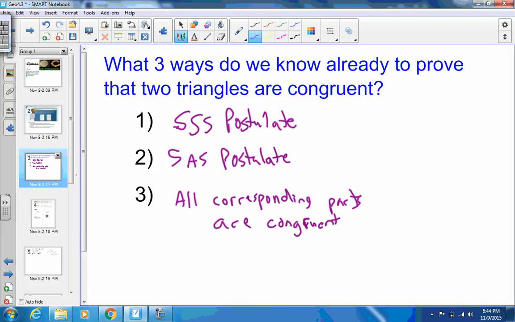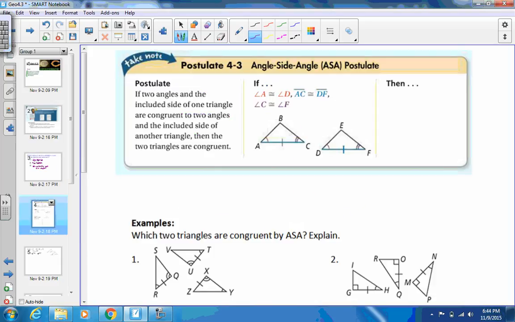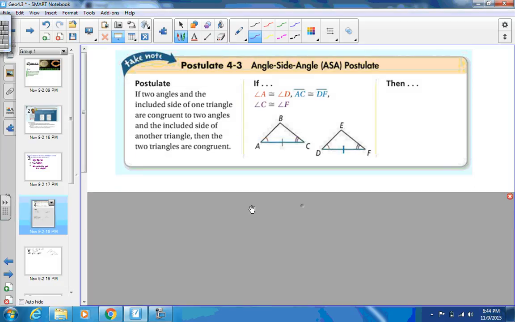All right, we're going to add two different ways here today. We're going to do a couple examples and a couple proofs with them, but the first one is postulate 4.3. So another postulate, not something that we have to prove, but something that we assume is true. It's the angle side angle postulate. The postulate says if two angles and the included side of one triangle are congruent to two angles and the included side of another, then the two triangles are congruent.